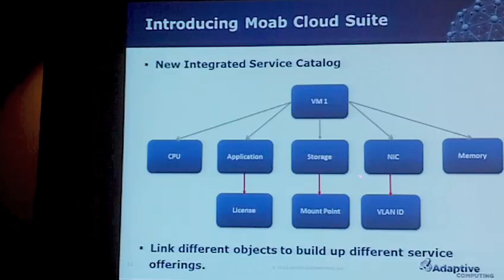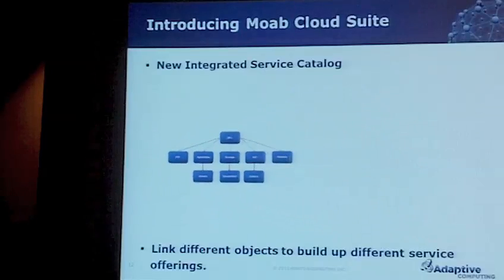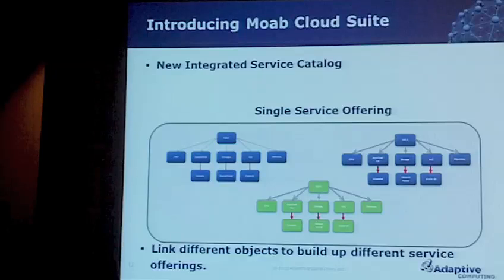On top of this, we have other things like storage. It's going to need a mount point. For NIC, it's going to need a VLAN ID. And we don't have to just have this as one VM. We could have this as any multitude of VMs. We could have 30, but I couldn't fit it on the slide.